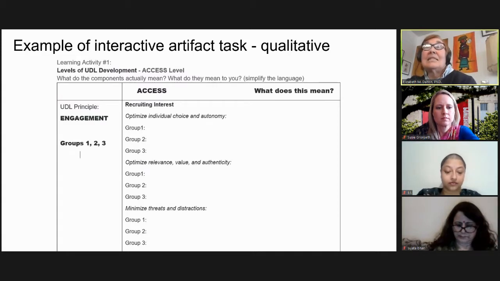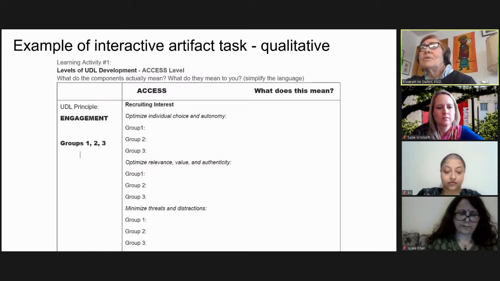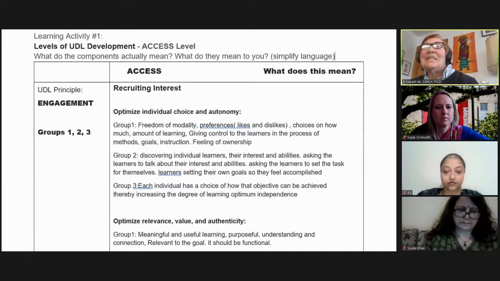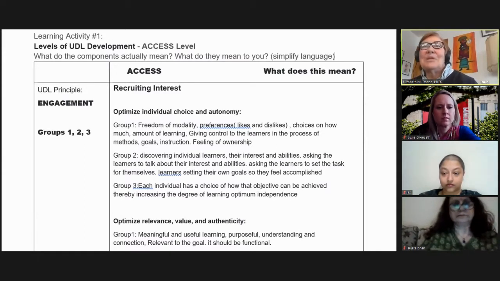The task in this activity was really thinking about that access level and the various UDL principles and the different guidelines, and then sharing what their perception was as to what those components really meant. You can see listed there, it says optimize individual choice and autonomy. Those are the checkpoints within the guideline of recruiting interest within the principle of UDL. So really trying to get down to the nitty-gritty of, as we think about universal design for learning, what does that really mean? Each of the groups was tasked with this. We did 3 different activities for the 3 different access levels.